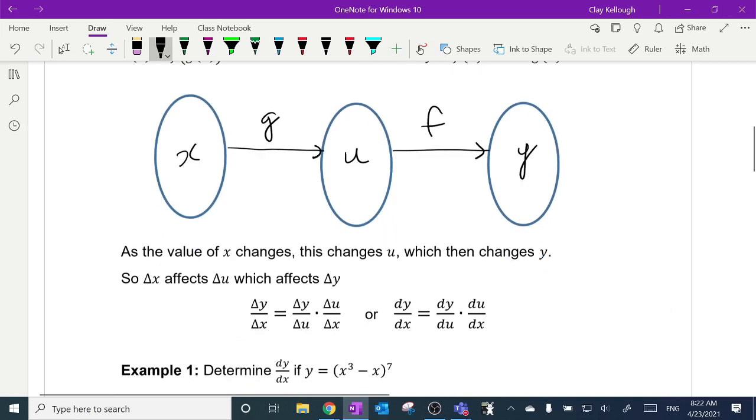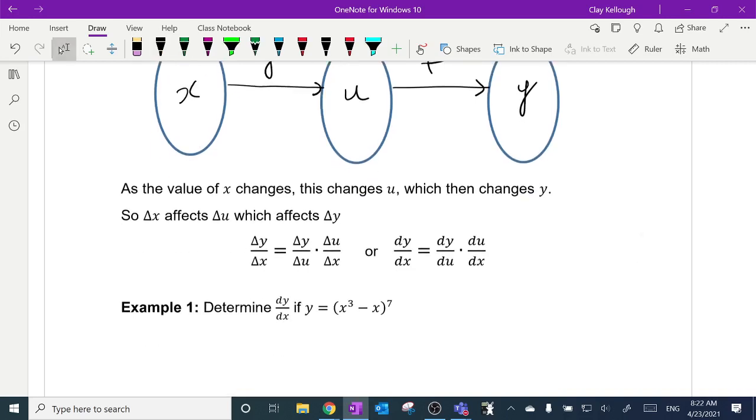So think of it as the value of x changing, that changes u, which then changes y. So there's some function of x which has a slope that's u, there's some function of u that has a slope that's y, is what you're doing when you're differentiating. So the change in x affects the change in u, which affects the change in y. So this basically is the chain rule, just written in Leibniz notation.